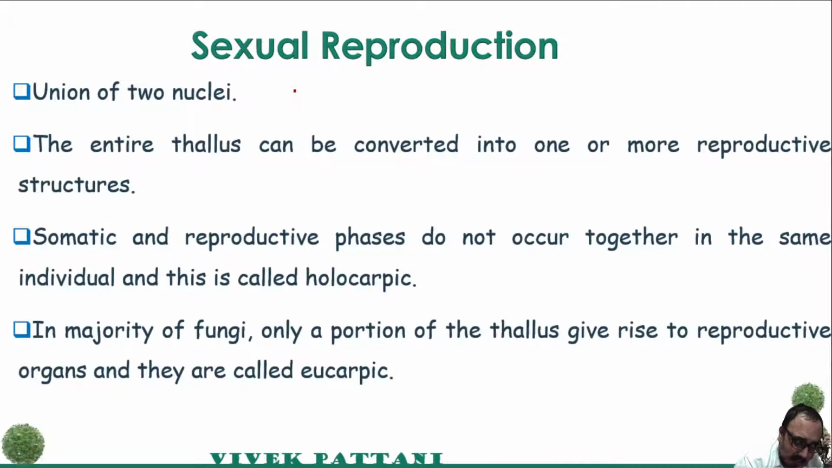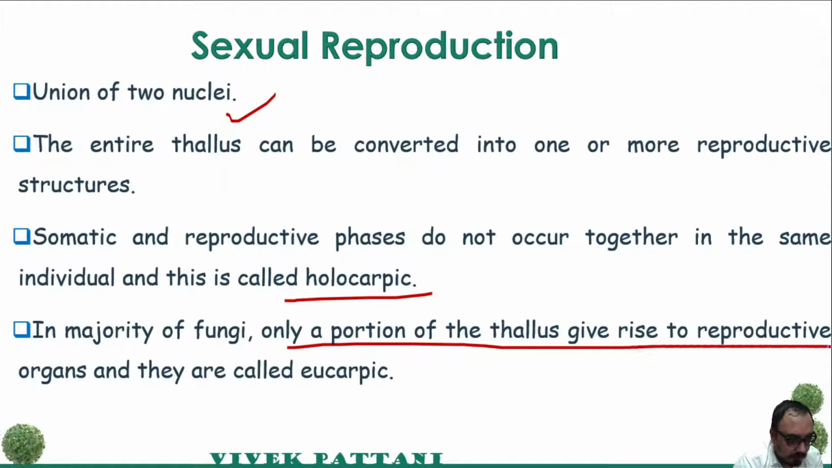So what is basically sexual reproduction? It's just the union of two nuclei, and the entire thallus can be converted into one or more reproductive structures. The somatic and the reproductive phases do not occur together in the same individual, and thus this is called holocarpic. In the majority of fungi, only a portion of the thallus gives rise to the reproductive organs, and these are called eucarpic.